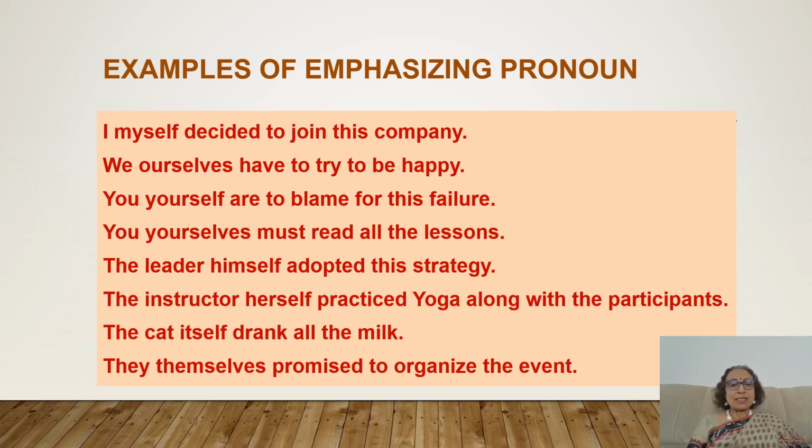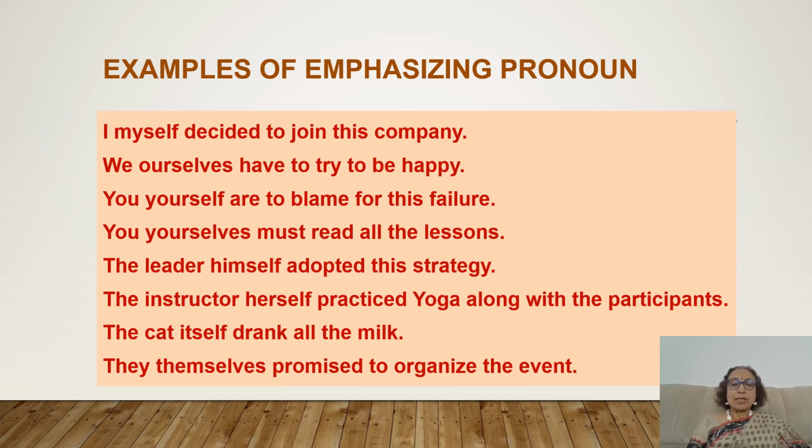So look at these sentences. I myself decided to join this company. Somebody is telling you, why did you join this company? You should not have joined here. You should have done something else. You should have decided to go elsewhere. Then you want to emphasize that the decision was yours. The speaker wants to emphasize that he or she took the decision. So you say, I myself, immediately following it. I myself makes I stronger. It makes I emphatic, emphasizing, emphasis.